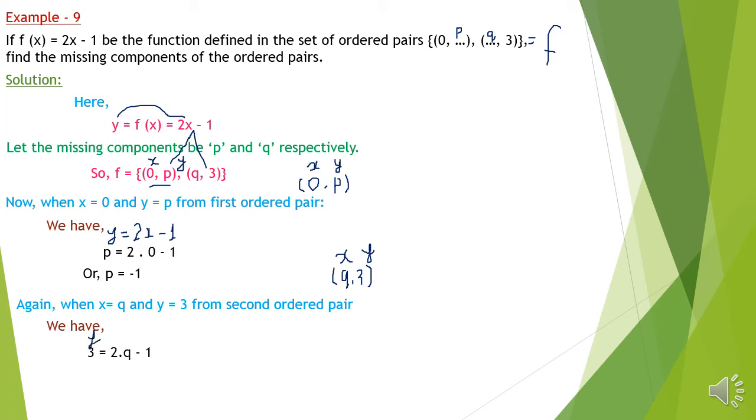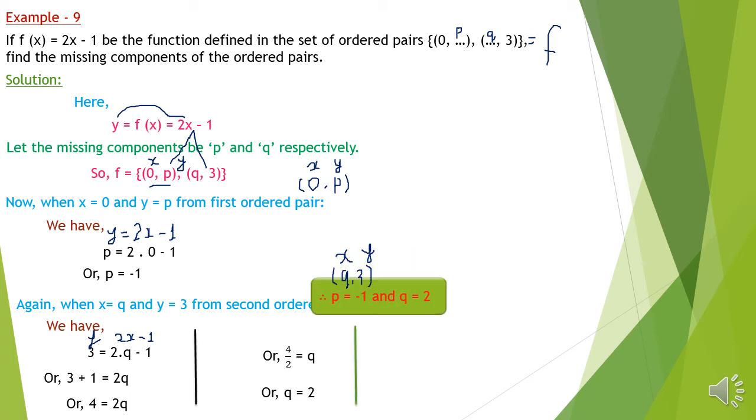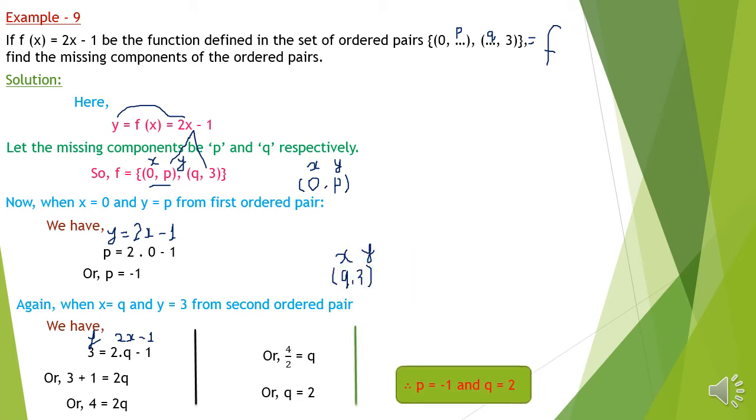So we have y equal to 2x. 3 takes the position of y, q takes the position of x. We have just replaced the value of x and y, and on calculation 4 is equal to 2q and the value of q is 2. You can see the value of q is 2. Therefore our missing components are minus 1 and 2.